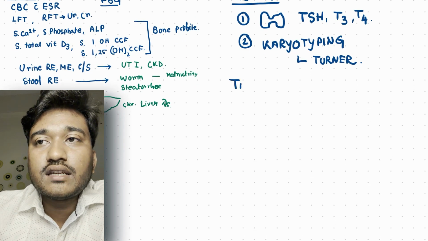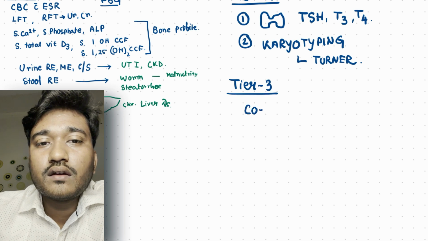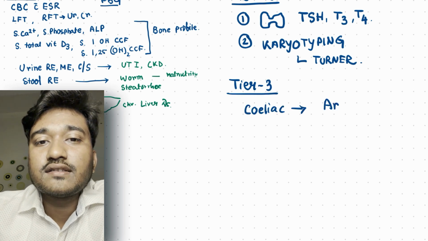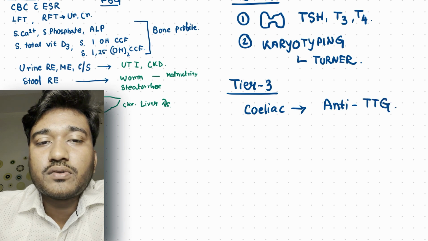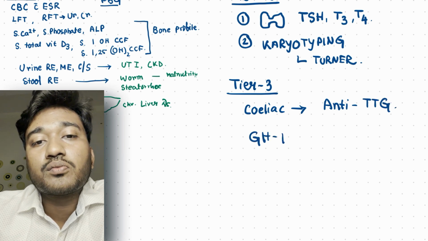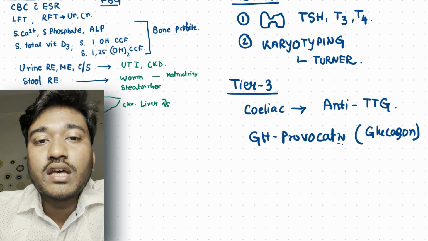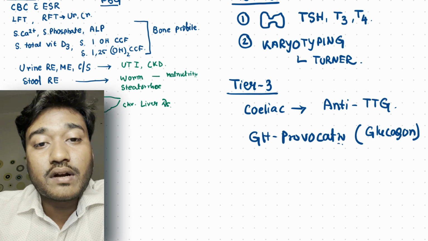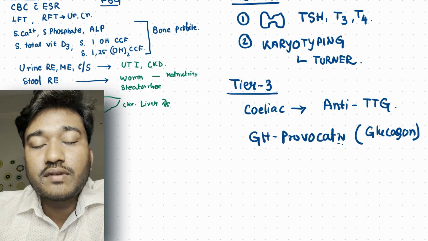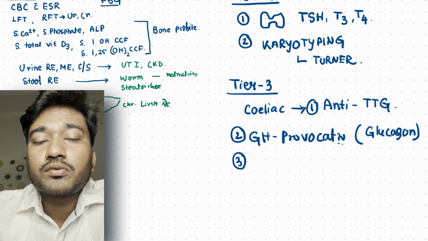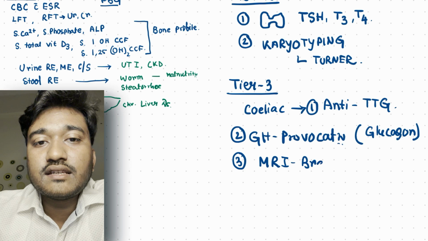So in case of tier 3 investigations, you have celiac disease. For celiac disease, anti-TTG must be ordered. And also growth hormone provocation test. Earlier we were doing growth hormone provocation test by insulin, but please don't do this, because it is not done right now. You can use glucagon, because insulin can cause hypoglycemia and the patient can die. So growth hormone provocation test, as well as IGF-1, that is insulin like growth factor 1, and IGF-BP3, the insulin like growth factor binding protein 3, these are done, as well as MRI brain.